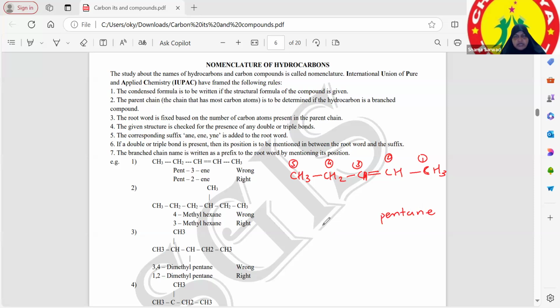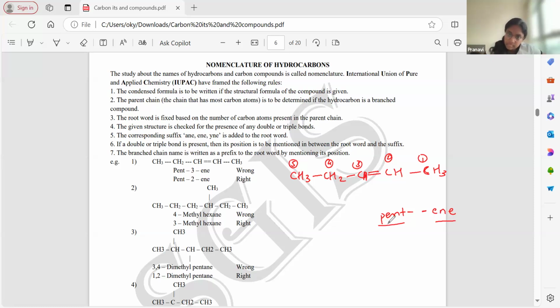The second thing you have to analyze is whether a double bond or triple bond is present. If it is present, then you have to change its suffix. Pent is your parent root word, and here I'm going to write E-N-E. E-N-E represents a carbon-carbon double bond present in the compound. So this is your root and this is your suffix.